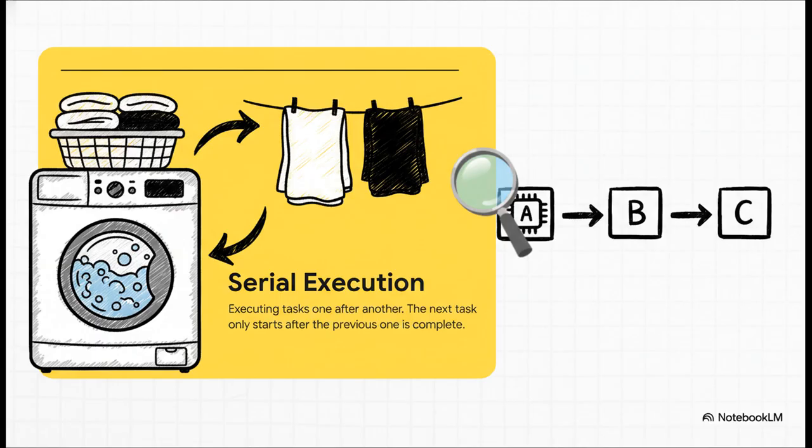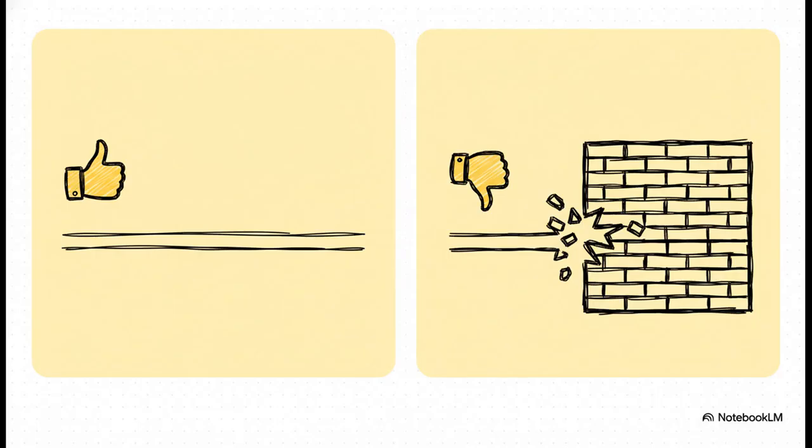And that one thing after another approach, that has a name. It's called serial execution. It's super simple. The next task literally cannot start until the one before it is 100% done. It's kind of like doing laundry when you only have one washing machine. You have to wait for that load of whites to finish its whole cycle before you can even think about throwing in the darks. Now, the great thing about this method is how simple it is, right?